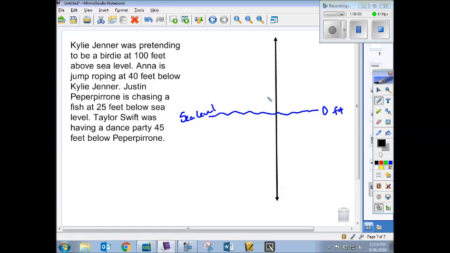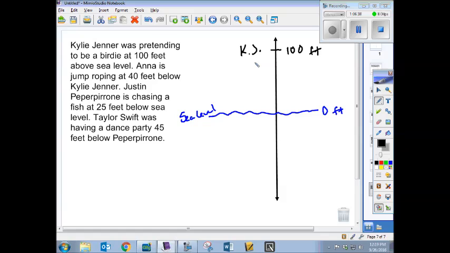So she's saying all the way at the top, which is fine, but I need specifics. Because remember, we're talking about a vertical number line, so I want to know where on that number line Kylie is, where she is doing her little birdie routine. Kyla? 100 feet above, and that would be at positive 100 feet. Does everybody agree? So this is Kylie Jenner. There she is. Everybody good there so far?